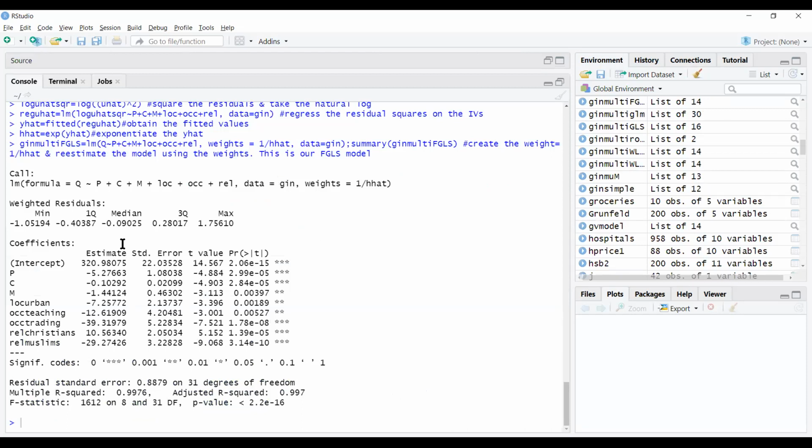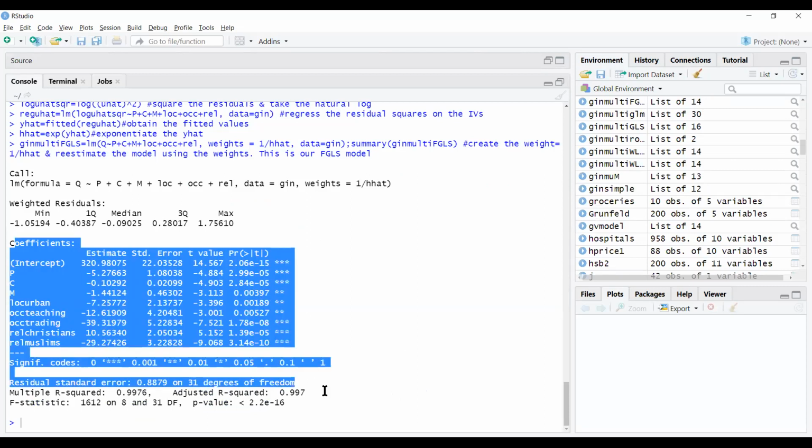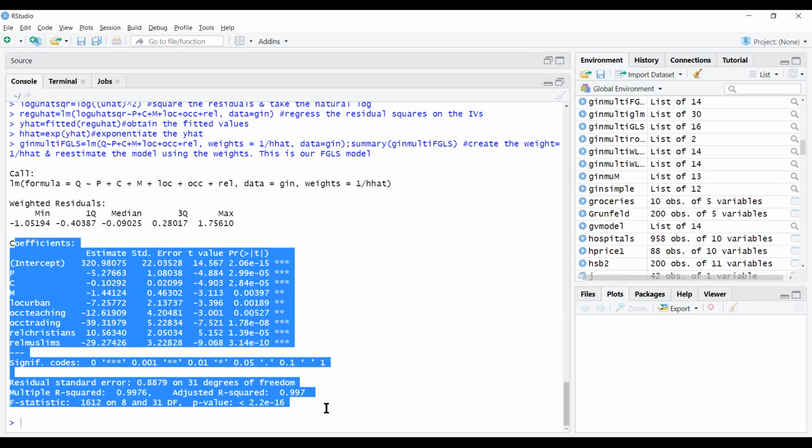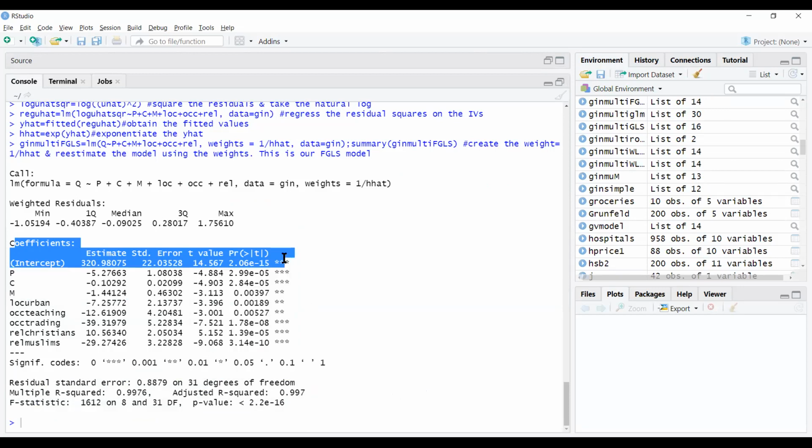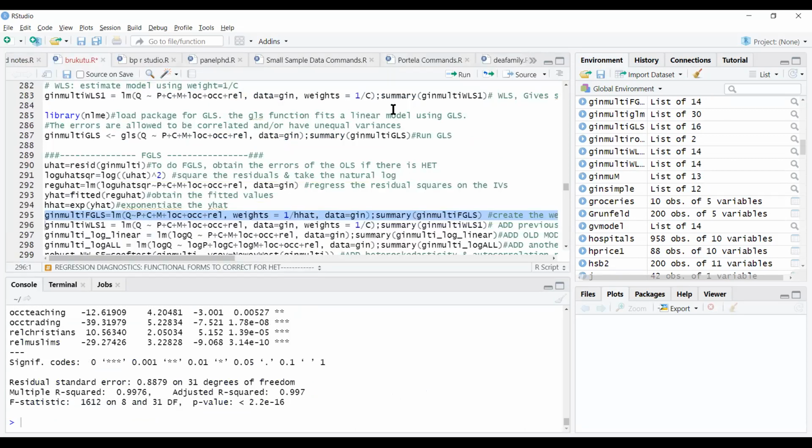And the beauty of this FGLS model is that it makes everything significant. The R square is slightly higher, and all the independent variables are significant. Every one of them is significant. If you master this, I guarantee you will have understood the superpowers of that.